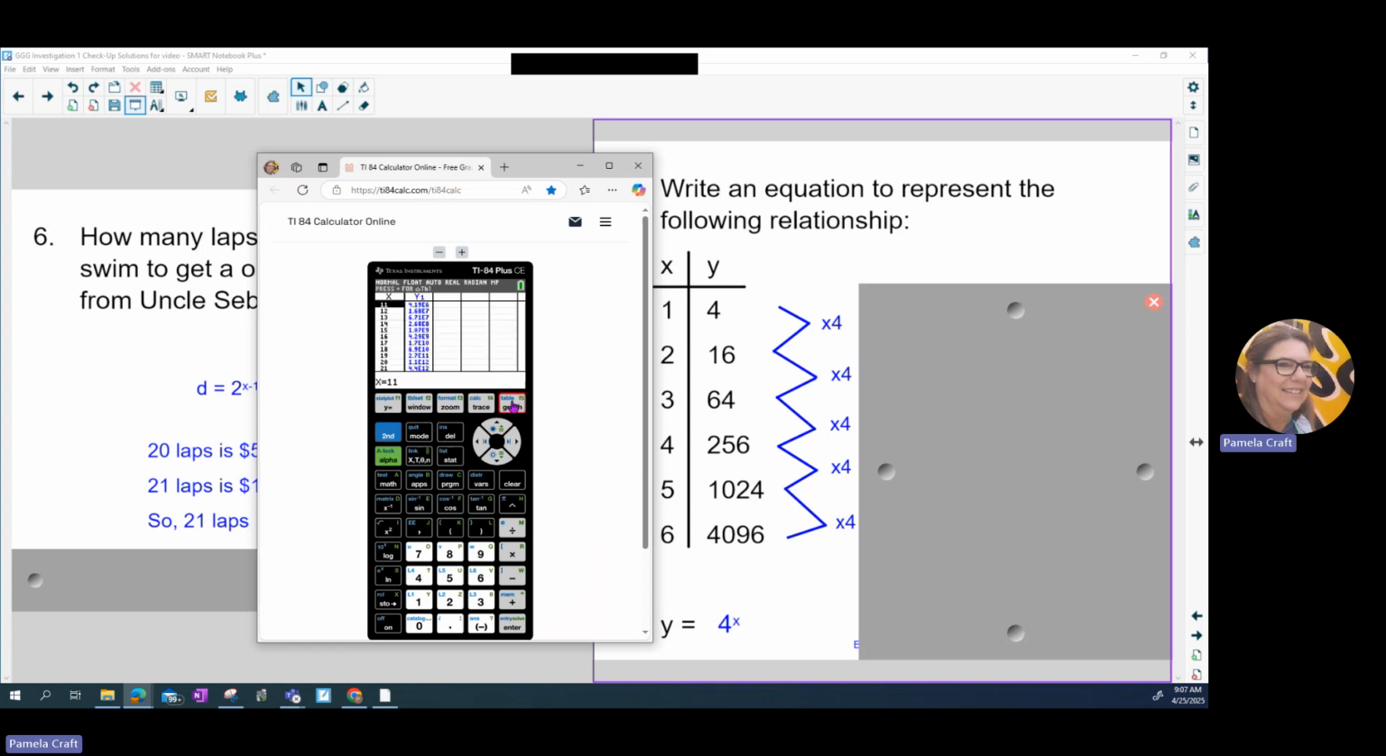Second graph for your table. I better go back up to my 1. So 1 is 4, 2 is 16, 3 is 64. It matches. I don't have to do anything to my exponent for this one.